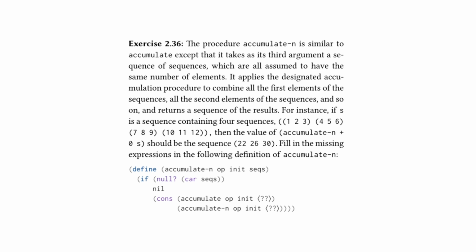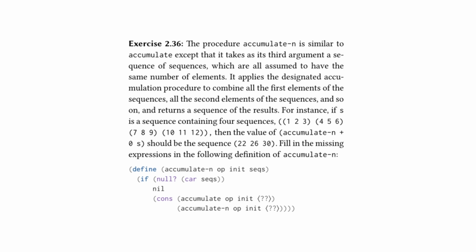The next exercise, 2.36: the procedure accumulate-n is similar to accumulate except that it takes as its third argument a sequence of sequences, which are all assumed to have the same number of elements. It applies the designated accumulation procedure to combine all the first elements of the sequences, all the second elements of the sequences, and so on, and returns a sequence of results. For instance, if S is a sequence containing the 4 sequences (1 2 3), (4 5 6), (7 8 9), and (10 11 12), then the value of accumulate-n with plus and 0 should be the sequence (22 26 30). Fill in the missing expressions in the following definition of accumulate-n.